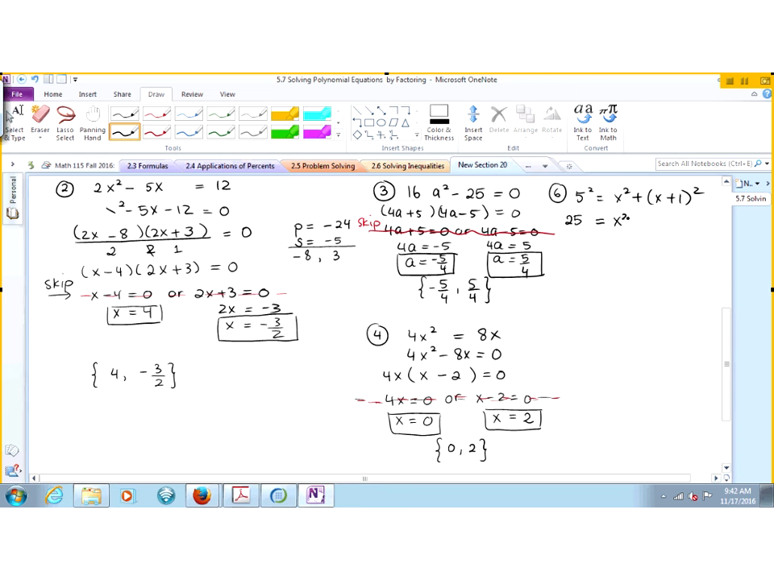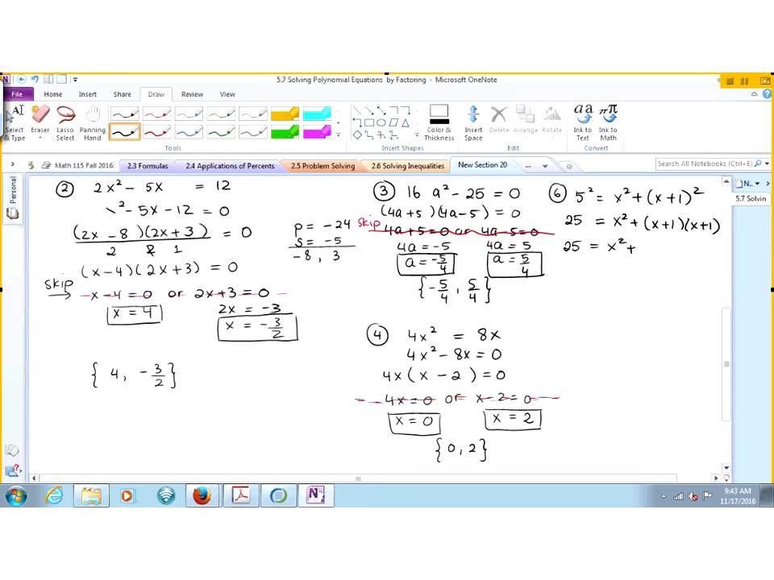So 25 is equal to x squared. All right, now, don't ever get wrong here. What is x plus 1 squared? X plus 1 times x plus 1. So remember, don't say x squared plus 1, because x plus 1 squared is a binomial. We need to expand.